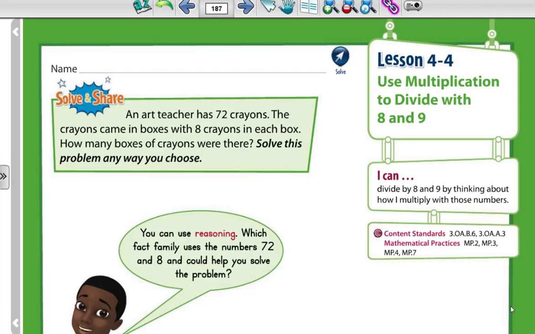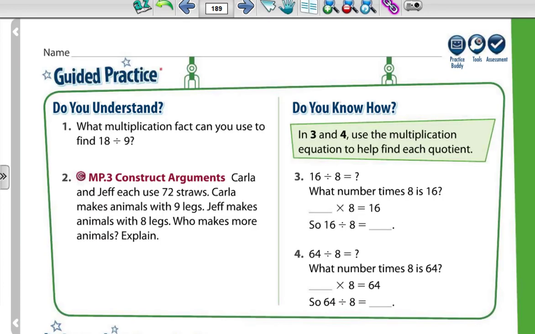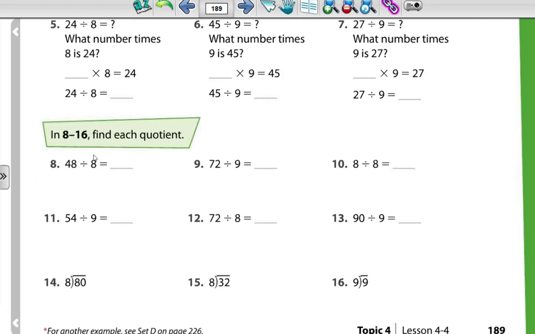Today we'll continue with the same lesson, use multiplication to divide with 8 and 9. So what we will do today, we will solve questions like these: 48 divided by 8, 72 divided by 9. So it's all about dividing by 8 and 9. Okay, my heroes, now let's start.